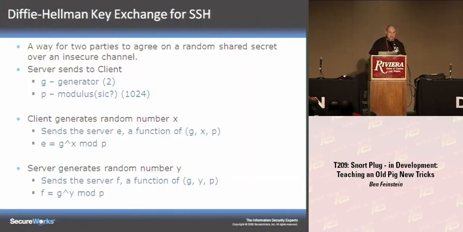The client is going to generate a random number, let's say X. It's going to take G to the X power modulo P. That gives them a number E, so it's a function of G, X, and P. The server, likewise, generates a random number Y. It'll take this random number Y, raise G to the Yth power, and take it modulo P, and get another value F. So the server exchanges F with the client, and the client exchanges E with the server.